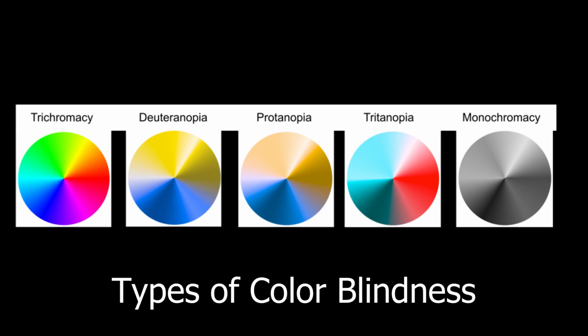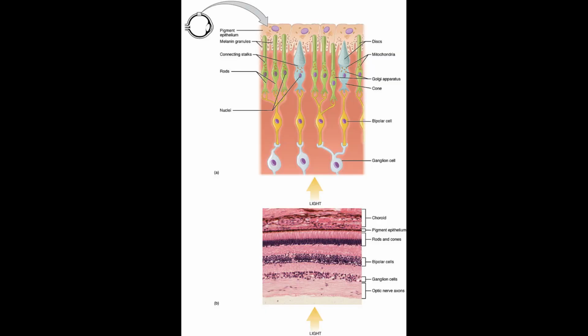Now, I still haven't explained how the rods and the cones actually detect the light. I've just explained the different types of them. So how do they do it? Well, rods and cones are basically neurons. So remember that they have a cell body, the soma. They have dendrites.